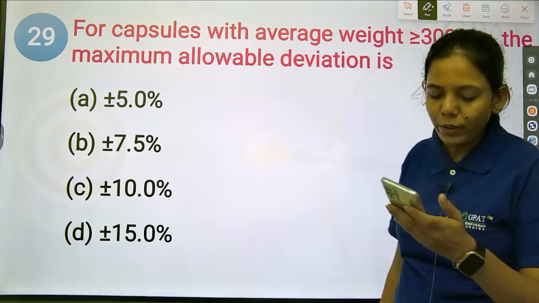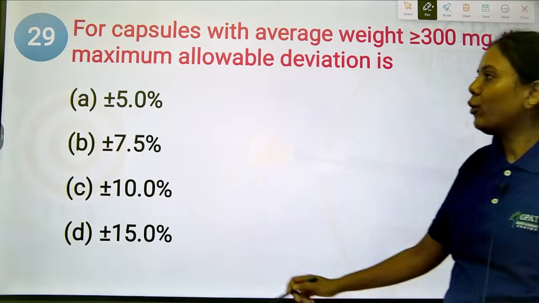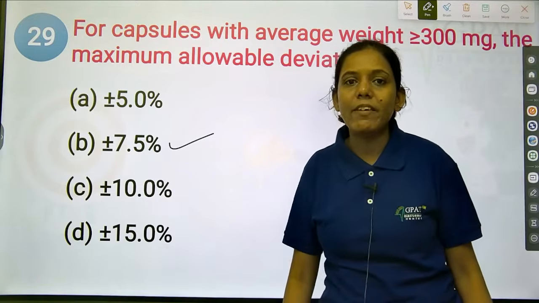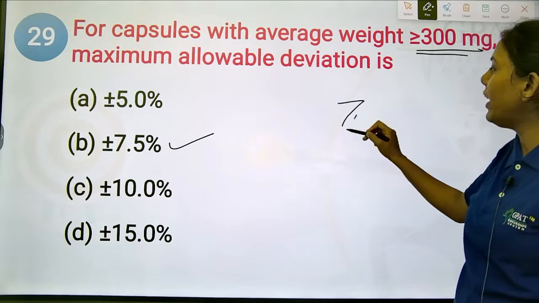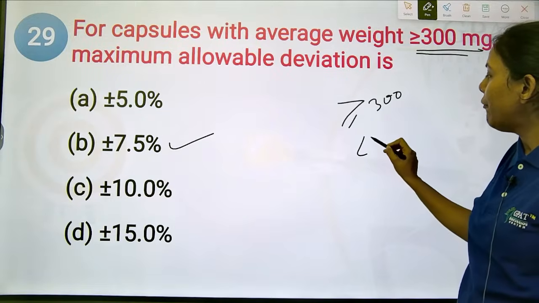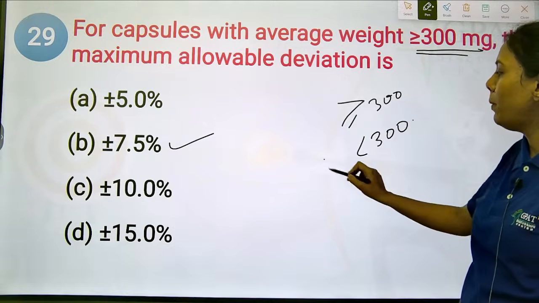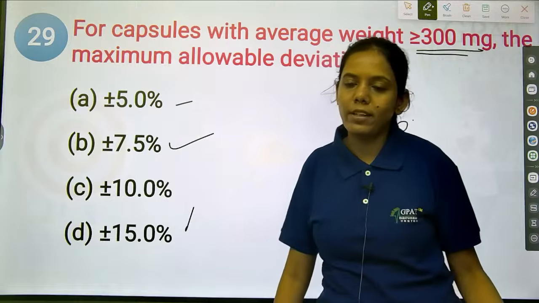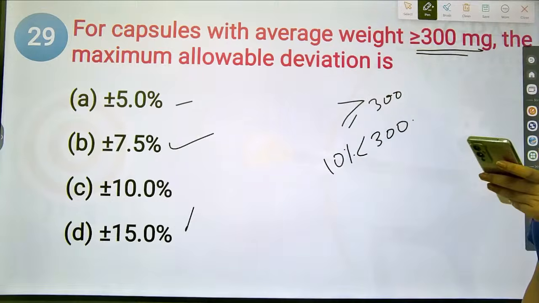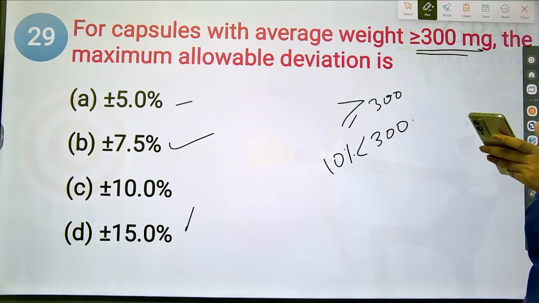So in the capsule, you tell what should be the answer. B, very good, question 29, B is the right answer, 7.5, when your capsule weight is more than 300 mg. If it is less than 300 mg, it should be 10%. 15 and 5% in the capsule is not there, okay? So very good, 29th, B is the right answer.